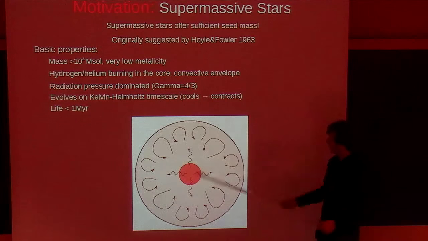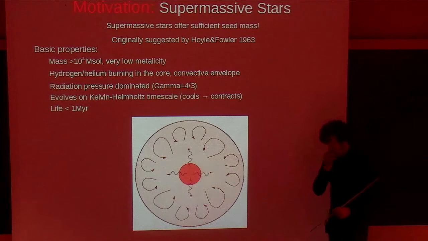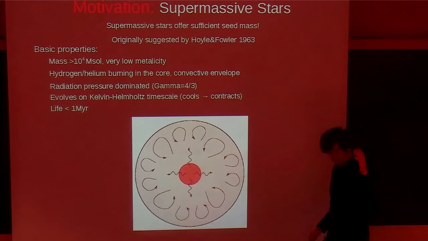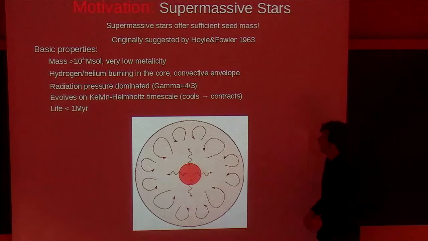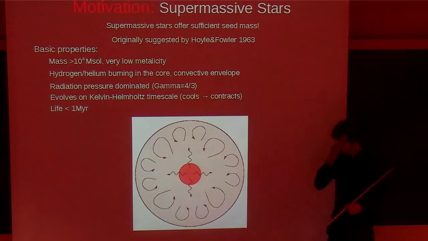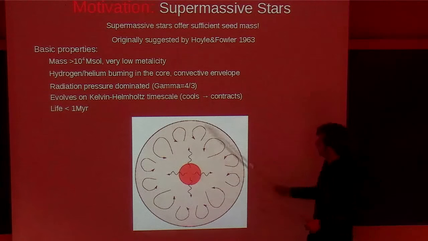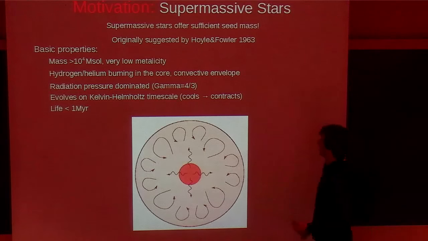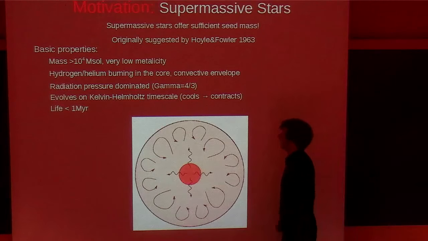The basic properties of this kind of star are that it has a mass larger than 10 to the 4 solar masses, up to even 10 to the 8 solar masses. It has a very low metallicity because it belongs to the first stars. In the core, it is sustained by hydrogen and helium burning, and it has a convective envelope. It is completely radiation pressure dominated. That means it can be modeled by a gamma equals 4/3 polytrope. That will become important later because we are only simulating polytropes in the end.